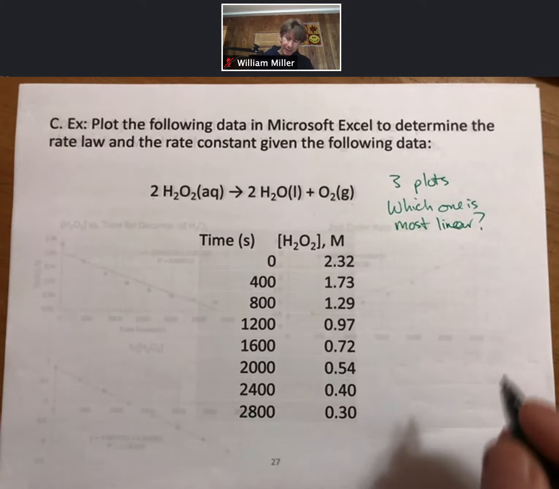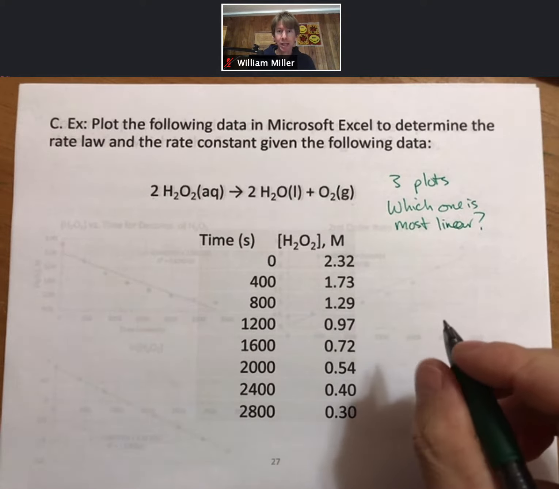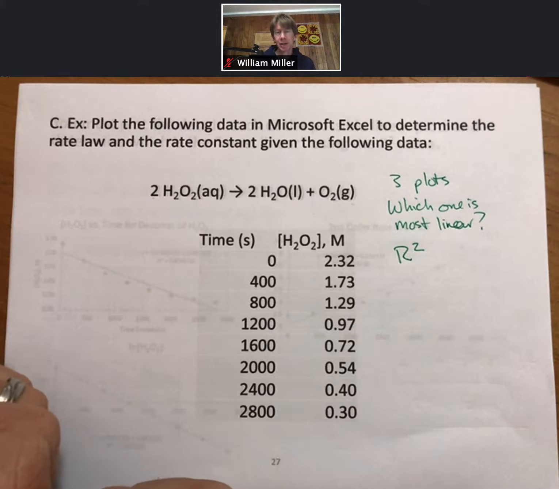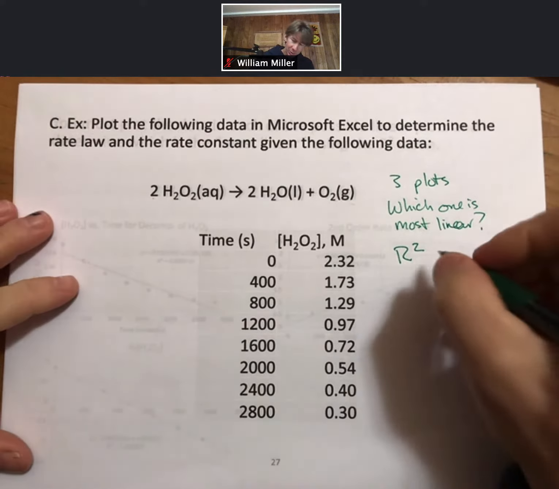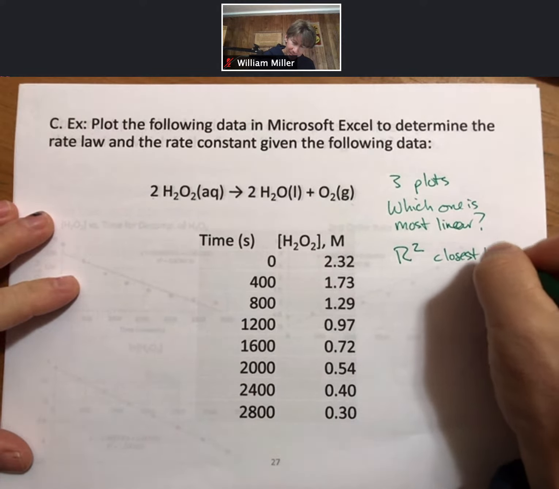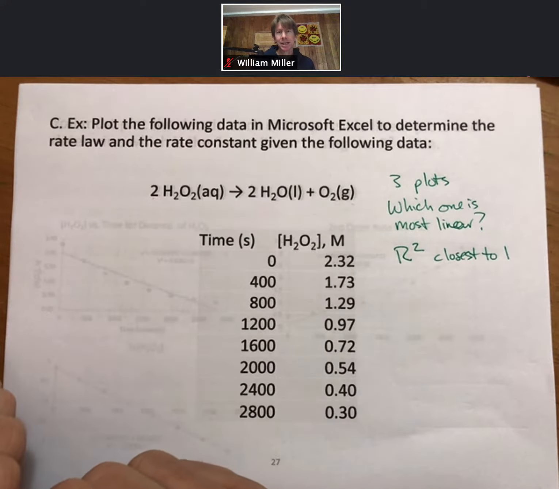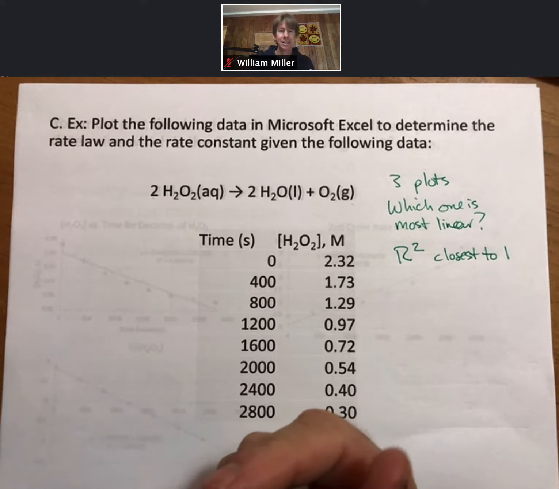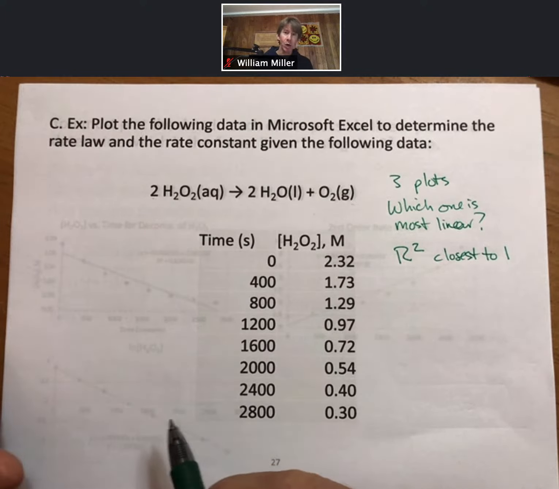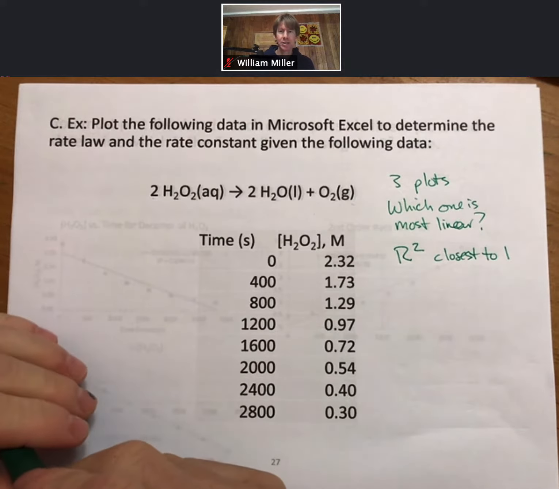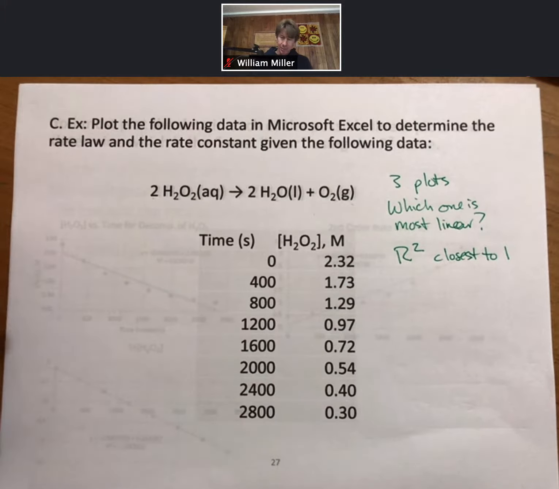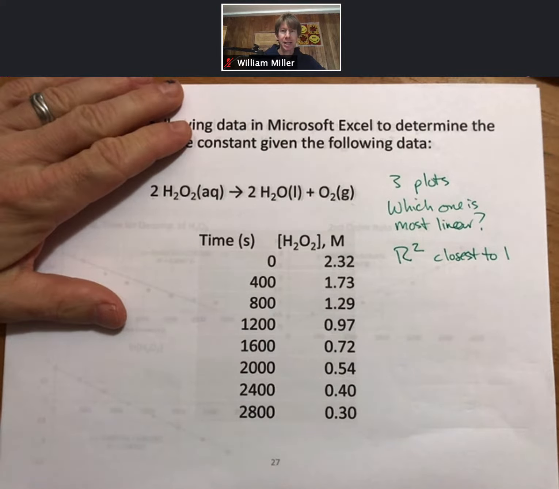Okay? And then if your question is, how do you tell which one is most linear? We're going to look at the correlation coefficient, the r squared value. And so r squared closest to 1 is going to be the one that tells us which one it is. And we'll tend to work with pretty well-defined data, at least in the lecture and homework portions of the class, but it's not always the case. And so this is a good way to determine, because sometimes you won't even be able to tell looking at the data, but r squared, the correlation coefficient, is how we're going to do it.